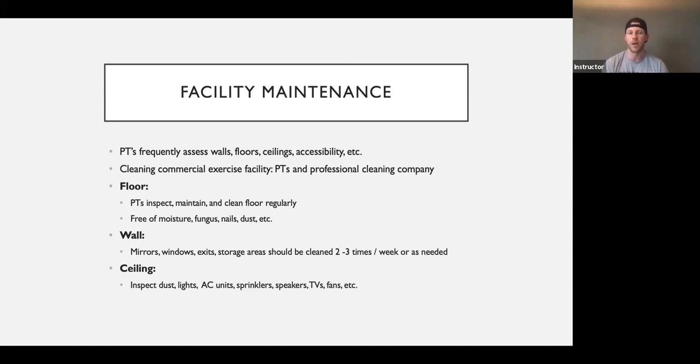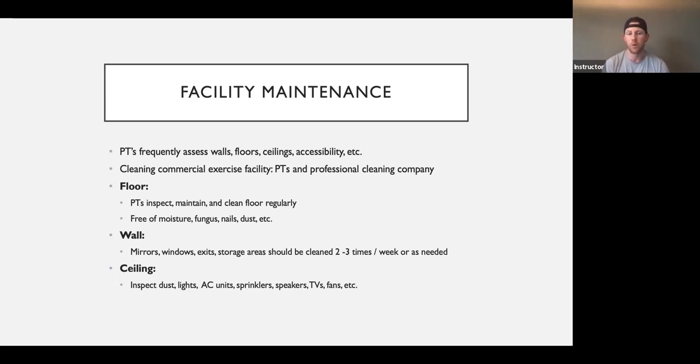When looking at the floors, right? Inspect, maintain, and clean the floor regularly. Just make sure stuff isn't on the ground. You don't want people tripping over things, falling over things, hurting themselves. If you see a puddle of sweat or moisture, you don't want fungus and, again, gross stuff. You want to try to get that clean, whether you have to do it or report it.